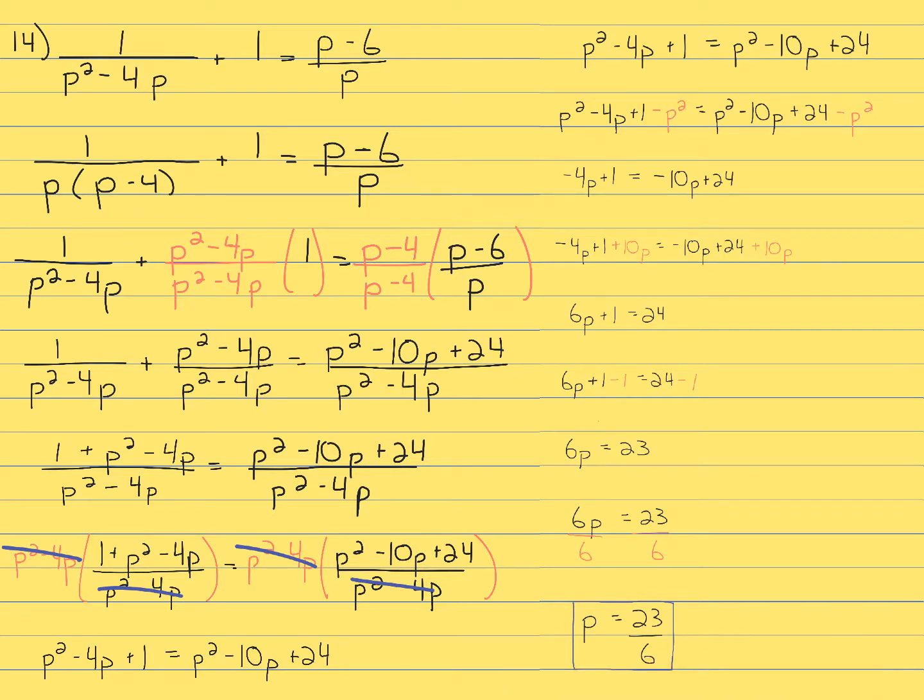You could actually turn that into a mixed number. 6 goes into 23 3 times, with 5 left over. So you could also call that p is equal to 3 and 5/6. Those are equivalent amounts. I tend to, as long as the fraction is simplified, leave it improper. Sometimes it's useful. Anyway, that's how you do that one.